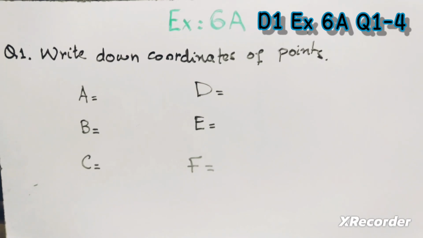Let's start our new chapter, chapter number 6, functions and linear graph. Exercise 6. Question number 1. Look closely at the question. Here a graph is given and there are 6 points in it. Let's find out the coordinates of these points. Question number 1.